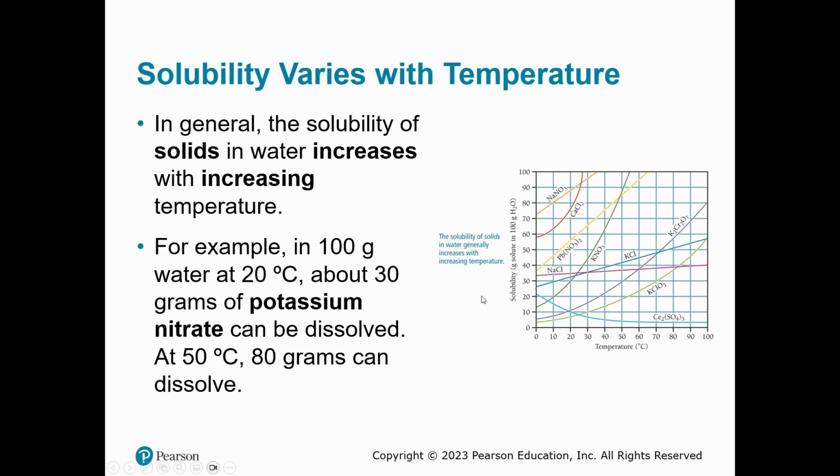You don't need to memorize any of these, but you could have to use a chart. So if I told you, how much potassium chlorate could I dissolve at 70 degrees Celsius, I'd find the potassium chlorate curve, find 70 degrees Celsius, go to that temperature, and then figure out I can dissolve 30 grams of potassium chlorate for 100 grams of water.